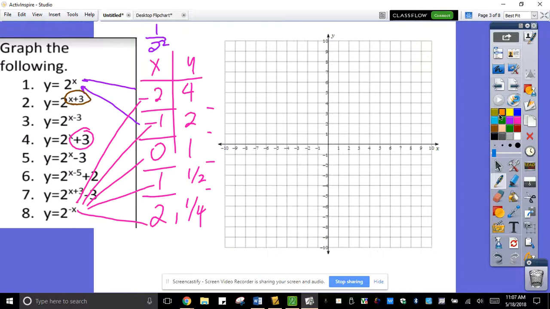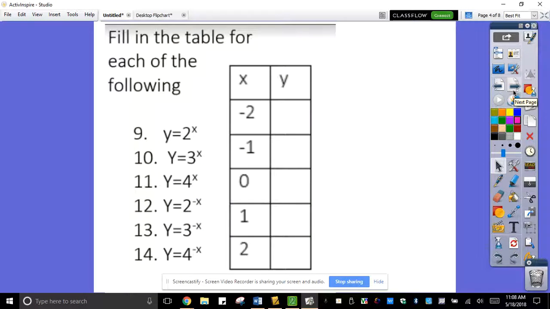So therefore, it will be -2 up 4, -1 up 2, and it's going to be reversed. And this is for y equals 2 to the -x. If you notice, that's negative. Okay? Next. Fill in a table for each of the following.